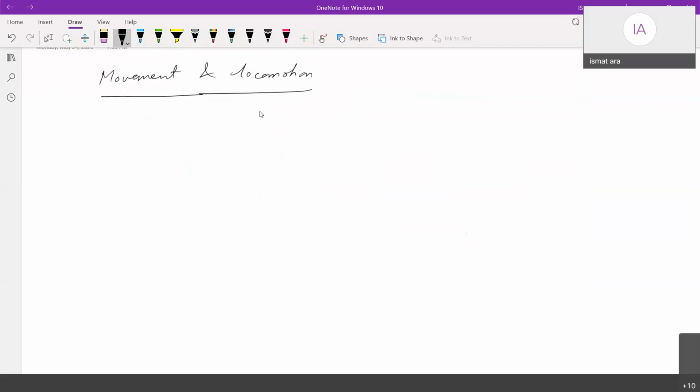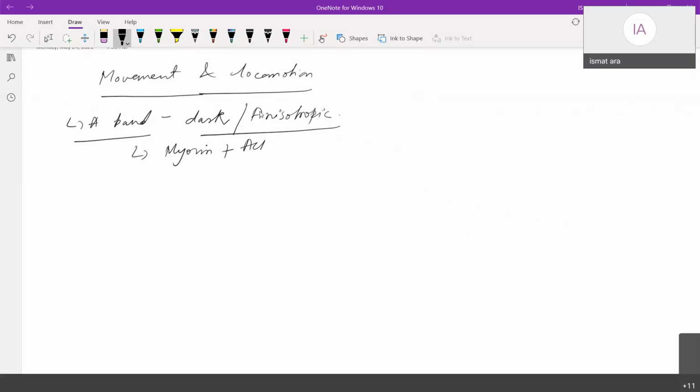Now, A band. Let us discuss the characteristics of the A band. This A band represents the dark band, also called the anisotropic band. This A band contains myosin as well as actin. What is their length? Their length is 1.5 micron. This is the first one.